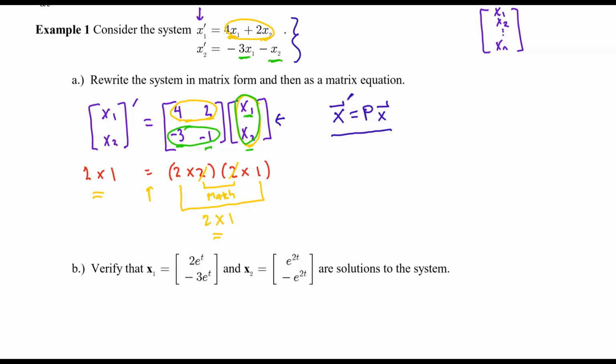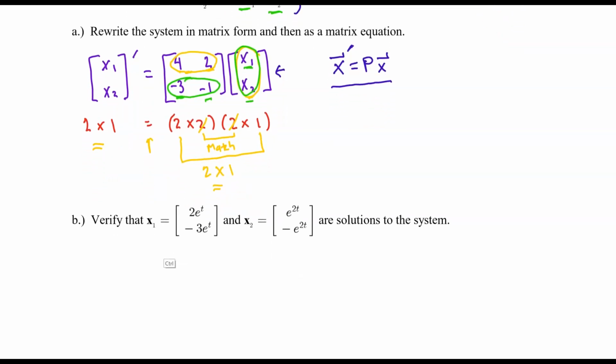Now let's talk about when we use matrix notation, how do we express and verify solutions? So in example B, we're going to verify that x1 equal to 2e to the t and negative 3e to the t, and x2 equal to e to the 2t and negative e to the 2t are solutions to the system. Keep in mind here, we're just looking at a different way of expressing the solution to the system. Previously, we would have said this is an ordered pair solution, 2e to the t and negative 3e to the t. We've just now written it as a column vector. Same thing over here. We would have said this is another ordered pair of solutions, e to the 2t and negative e to the 2t.